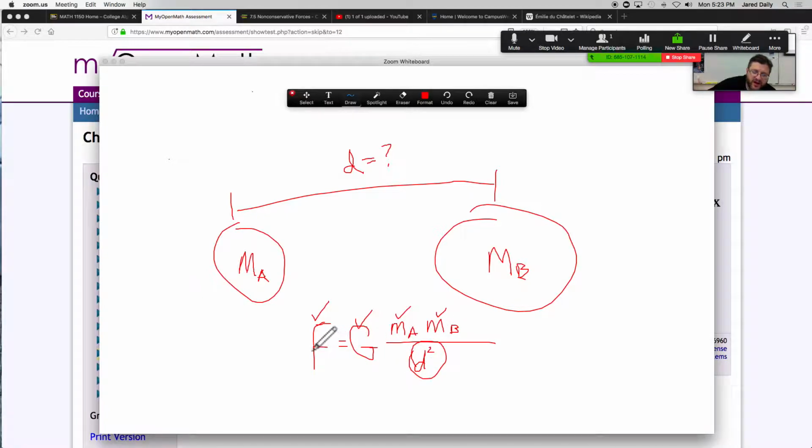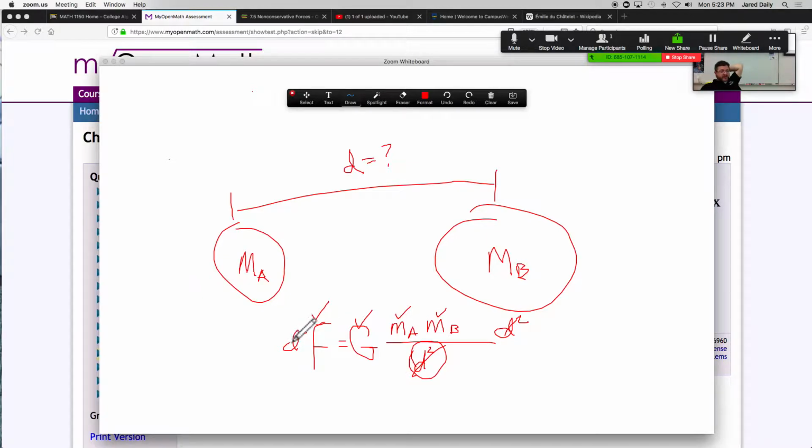Now, when you're dealing with a fraction on one side of an equation and the thing you're trying to solve for is in the denominator, there are a lot of different ways to do this. Some people like to cross multiply. Some people like to do other goofy things. What I'm going to do is multiply everything on every side by the stuff that's in the denominator, and that's just going to get rid of all the denominators. So if I multiply this side times d squared and this side times d squared, then the d squareds over here go away. And I'm left with d squared f equals G m a m b, right?